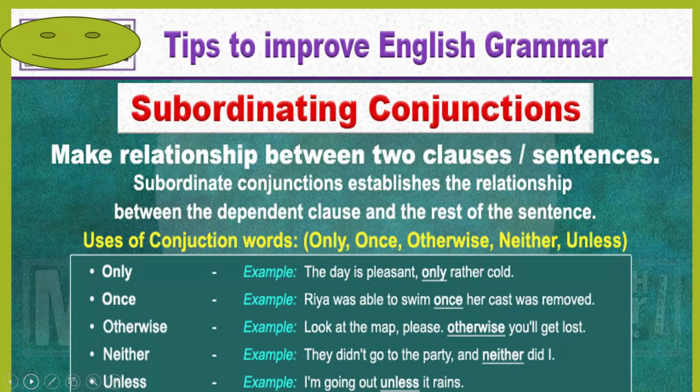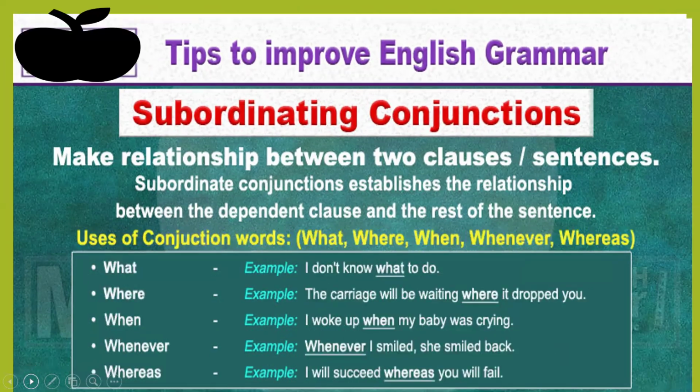Neither, for example: they did not go to the party and neither did I. Unless, for example: I am going out unless it rains. What, for example: I don't know what to do. Where, for example: the carriage will be waiting where it dropped you.